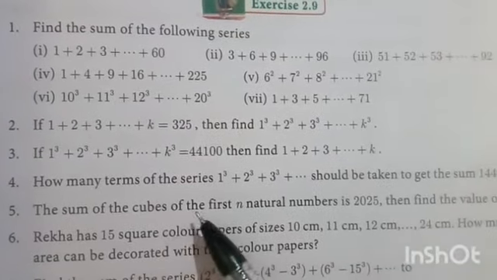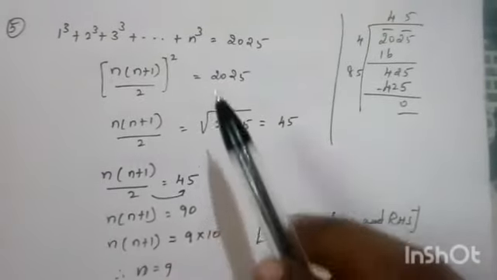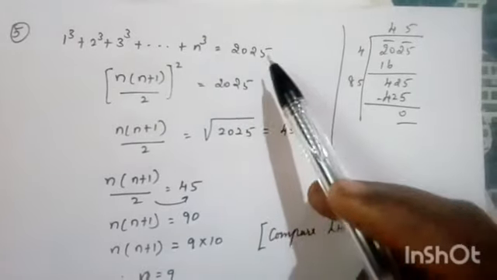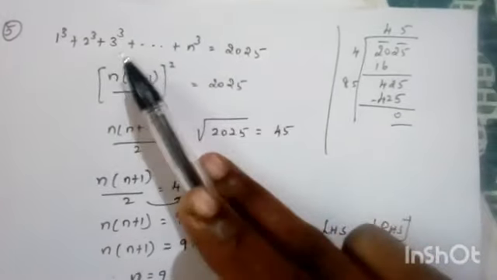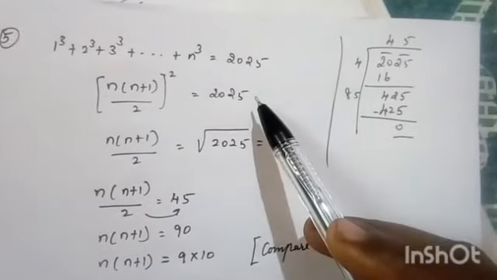Fifth question: the sum of the cubes of the first n natural numbers is 2025. So that is 1 cube plus 2 cube plus etc. plus n cube equal to 2025. Using this we want to find the value of n. It is the same as the previous problem. For it, the formula is [n into (n plus 1) by 2] whole square equal to 2025.